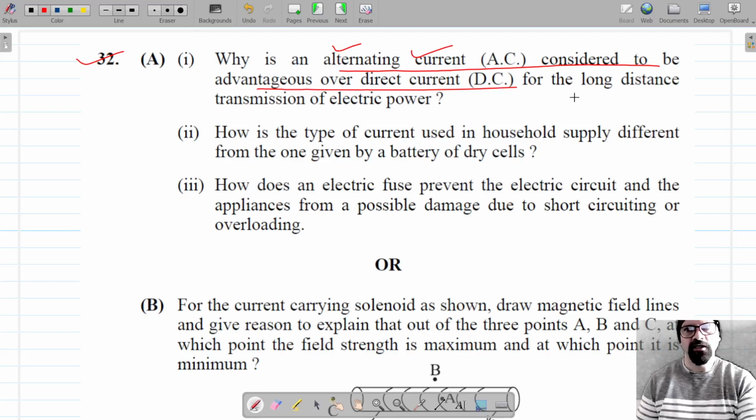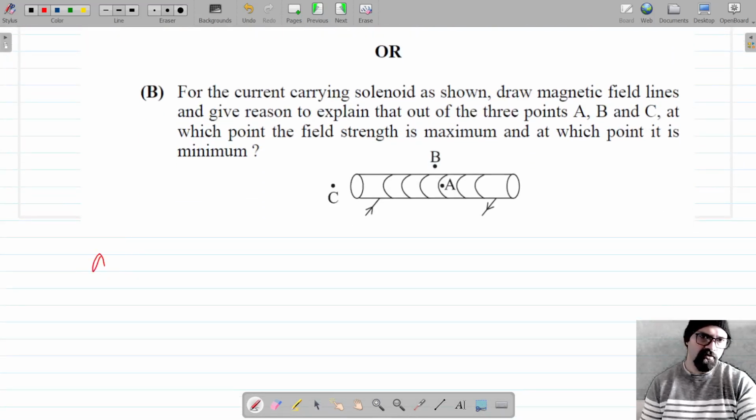So alternating current is advantageous for the long distance transmission of electric power. Why? Because the current has to be changed into alternating current so that it can be transmitted over long distances. By using alternating current, we can reduce the loss of electric energy in the form of heat and sound energy. So we can say that alternating current can be transmitted over long distances without much loss of electric energy. That is why alternating current is used.